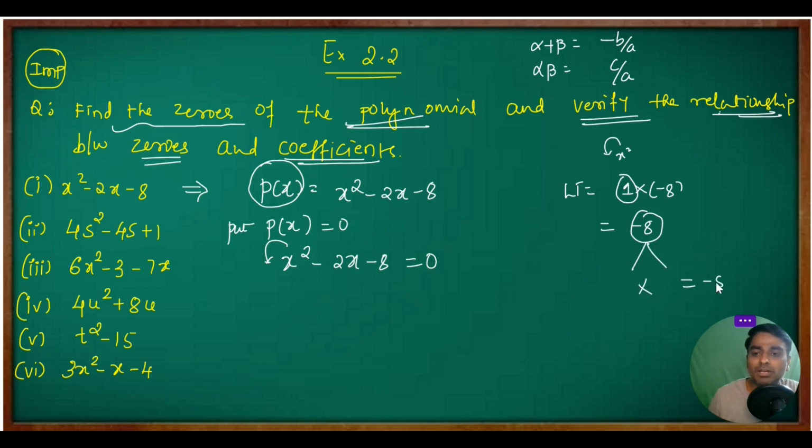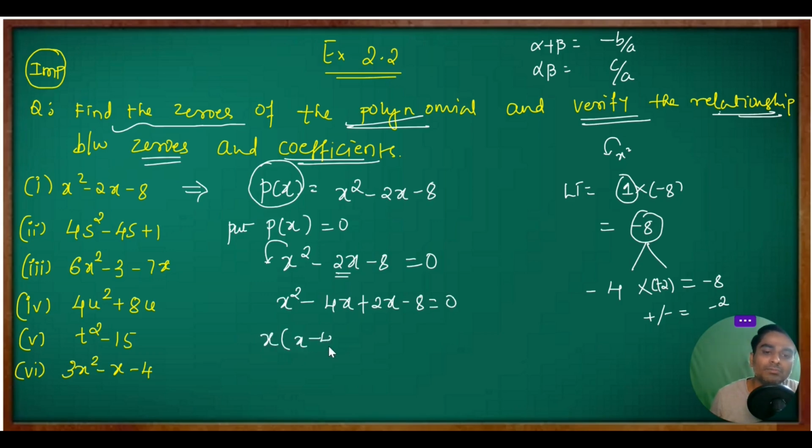Now I will find two numbers. If I multiply, I should get minus 8. If I add or subtract, I should get minus 2, the middle term. So what are they? 4 and minus 2, or minus 4 plus 2. Minus 4 plus 2 is valid because the middle term is negative. So I will write x square minus 4x plus 2x minus 8 equal to 0.